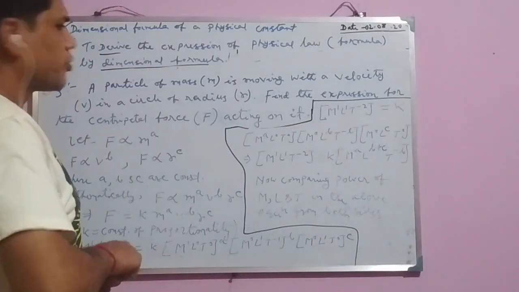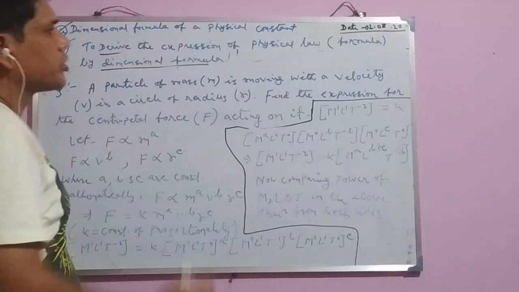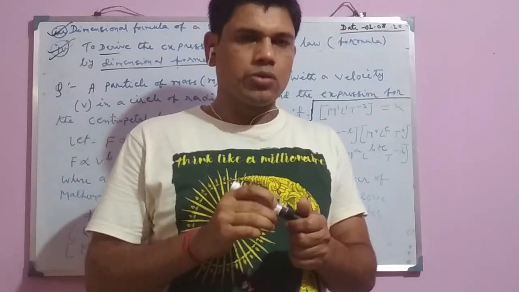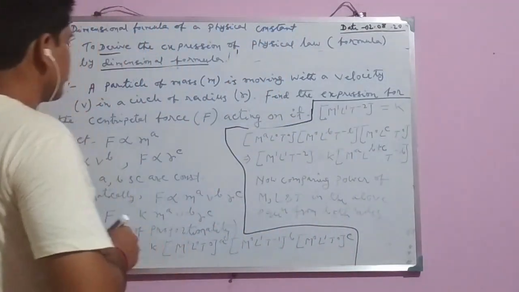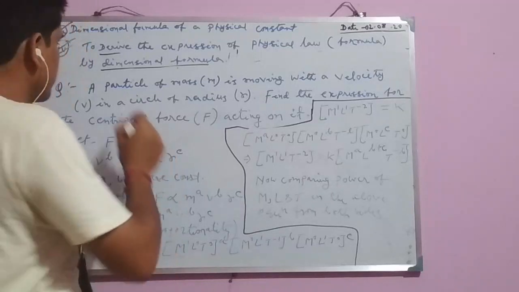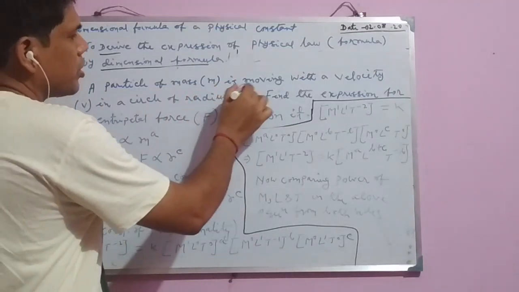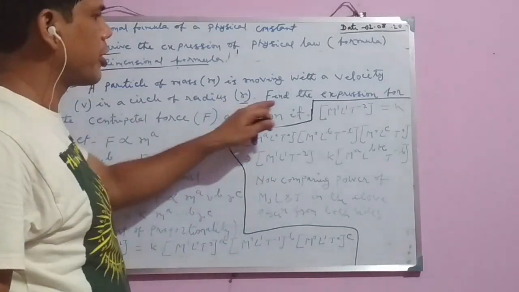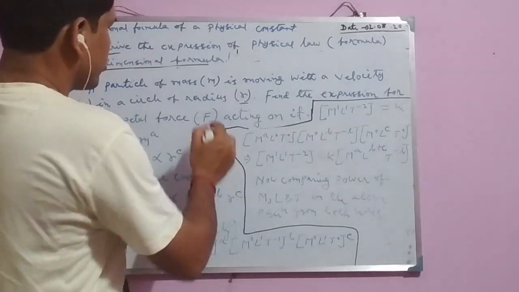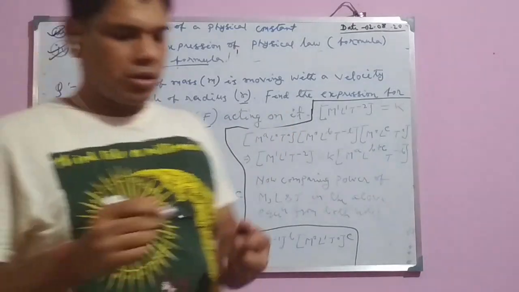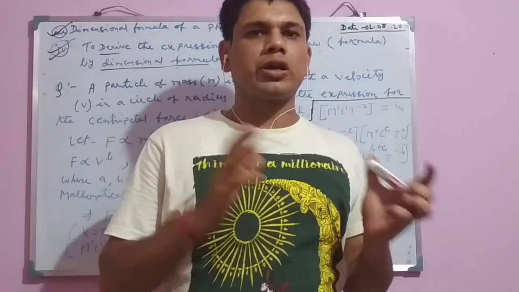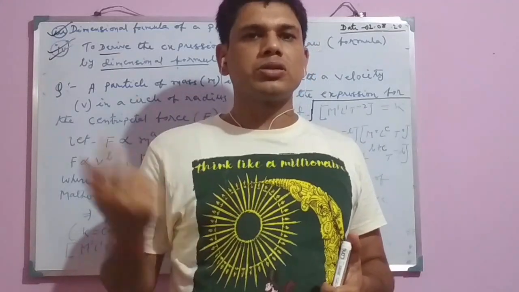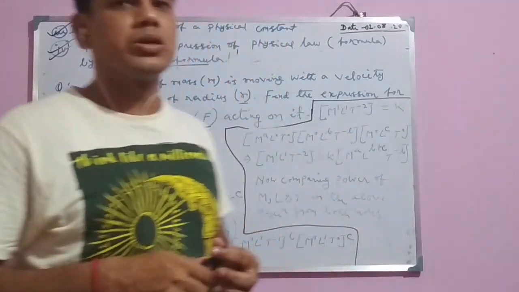Now next, number 4, to derive the expression of a physical law or formula by dimensional analysis. How to use it to derive the physical law or formula? One question is given, I am reading it out. A particle of mass small m is moving with a velocity v in a circle of radius small r. Find the expression of the centripetal force F acting on it. Now we have to find the expression of the force acting on that particle whose mass is small m, velocity is v, and which is moving in a circular path of radius small r, by dimensional analysis.